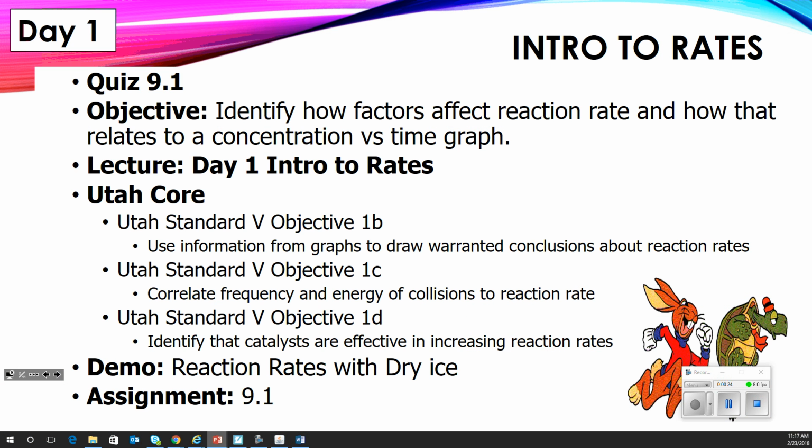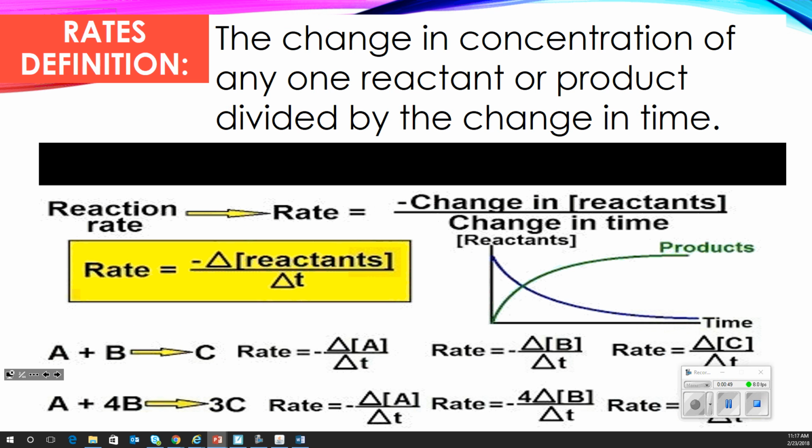First thing we're going to talk about is how to identify the factors that affect reaction rates and how we relate that to concentration versus time graphs. We're working on a lot of the Utah core today, and we're going to do some demos with dry ice and different kinds of water later. We are going to do an assignment, 9.1. Like I said, all of first period finished with lots of time to spare. So we've got plenty of time to work.